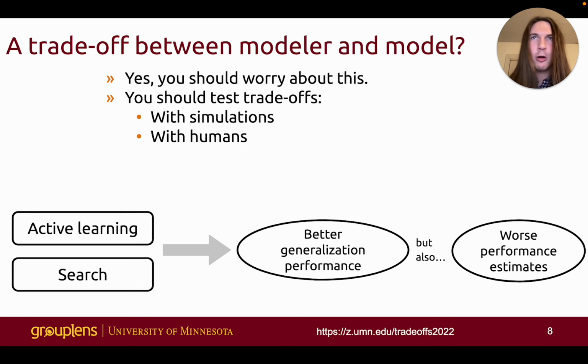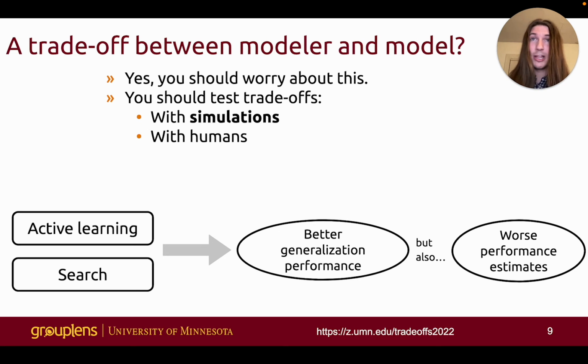The purpose of our work is to show that yes, you need to worry about this. There is a real trade-off between boosting generalization performance and estimating that performance. This creates challenges related to user experience. The key takeaway is that you need to explicitly test the trade-offs between different desirable features, either through simulations on data from your domain, or, ideally, with actual users.